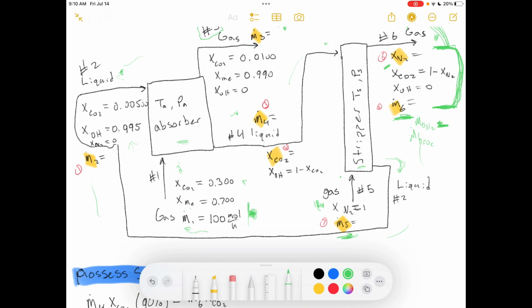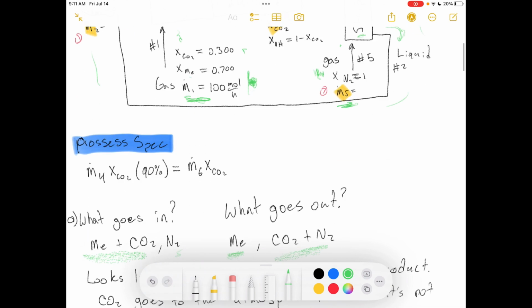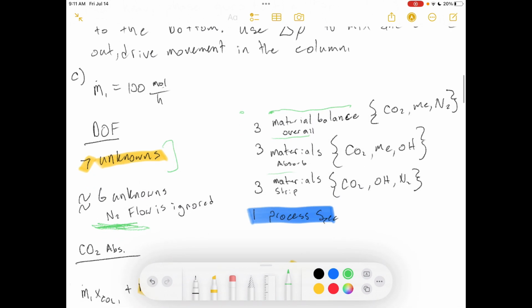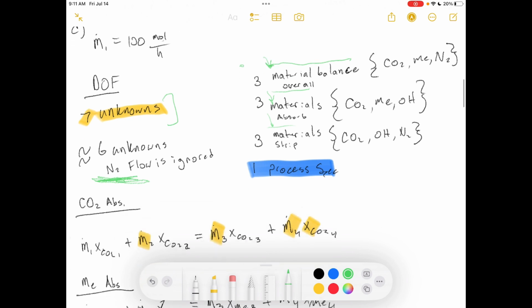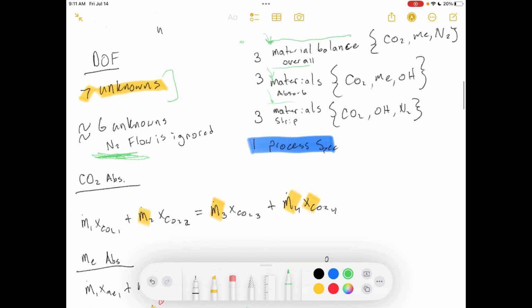So if I say that the molar flow rate is 100 here, I can find out what a bunch of these other flow rates should be in order to make all of these other conditions that we set to be true, without having the problem fully specified. Okay, so that's kind of what they want you to do: do all of these material balances, do an overall balance, do a balance around the absorber, do the balances around the stripper, use the process specification that they gave to us, and make a bunch of equations.